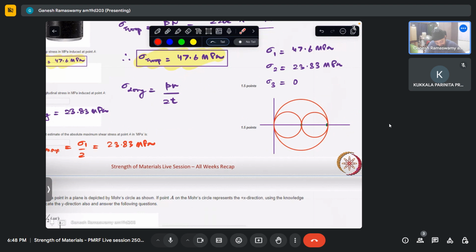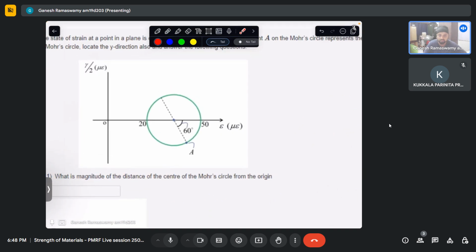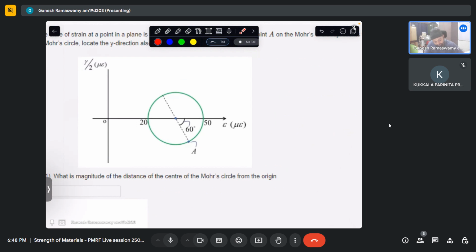The state of strain at a point in a plane is depicted by the Mohr circle as shown. So we have a Mohr circle for strain, where the horizontal axis represents the normal strain and the vertical axis represents the shear strain. More precisely, it represents the tensorial shear strain. So the engineering shear strain is just double of that. That is why in terms of engineering shear strain, it is half of that.